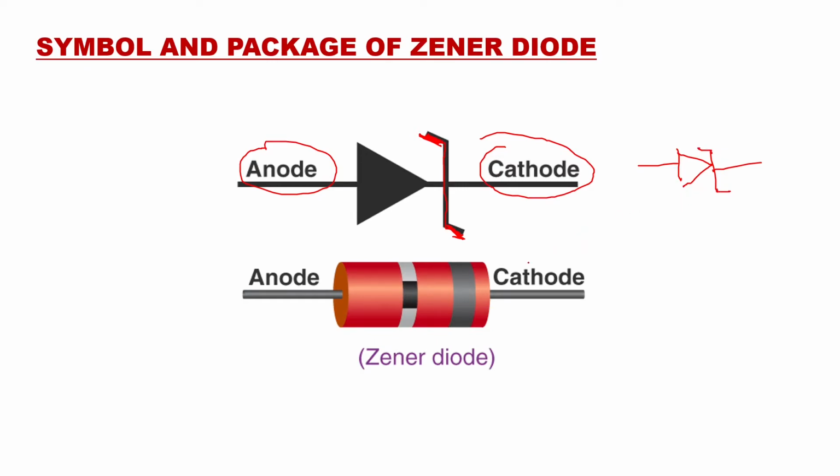Similarly, for the package, if you have a strip like this, the terminal near the strip is called cathode, and the one opposite to the strip will be anode. This will be your package type, and this will be your symbol of Zener diode.